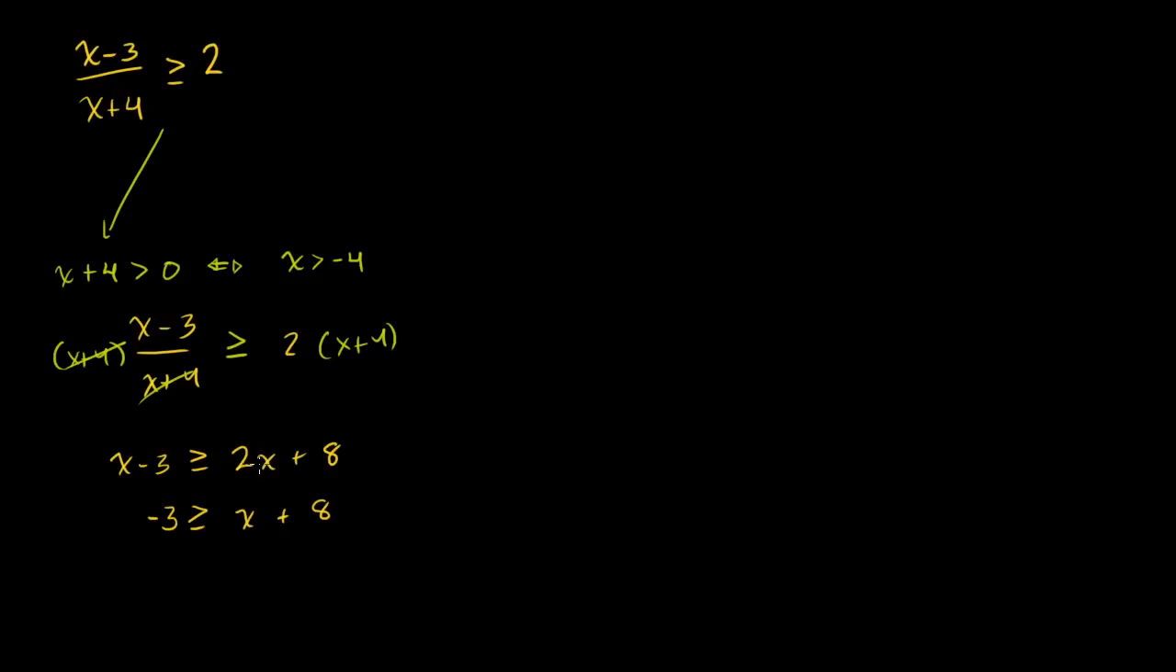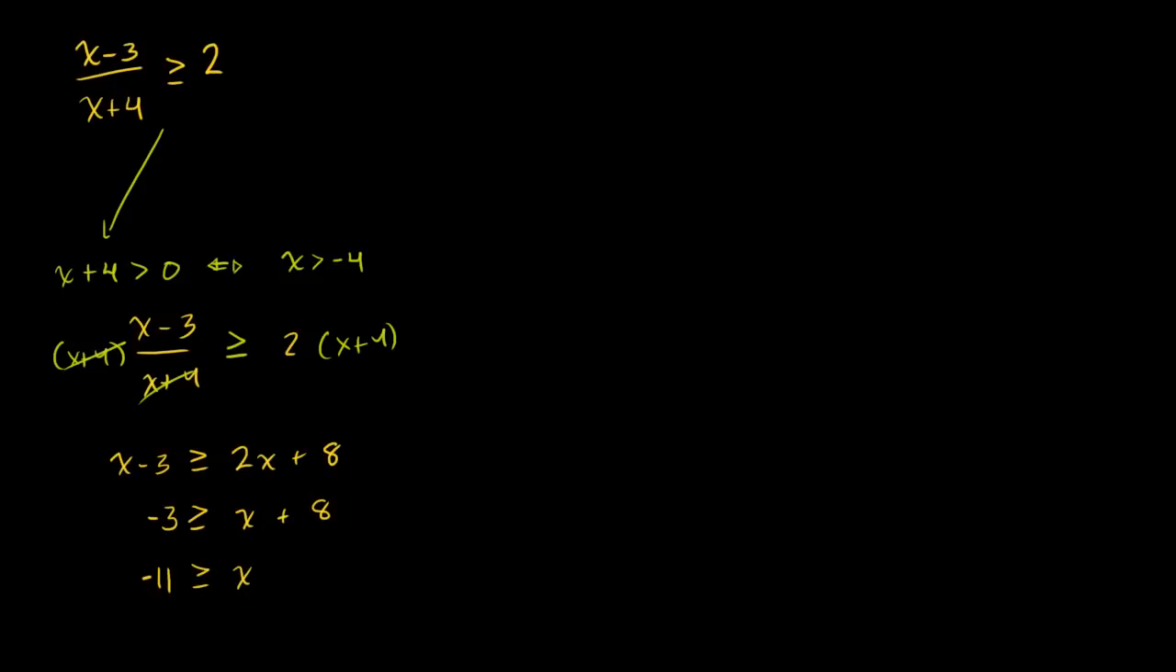And then we can subtract 8 from both sides. You get minus 3 minus 8, which is minus 11, is greater than or equal to x. And of course, if we subtract an 8, this guy disappears. So if we assume that x is greater than minus 4, then x has to be less than or equal to minus 11.